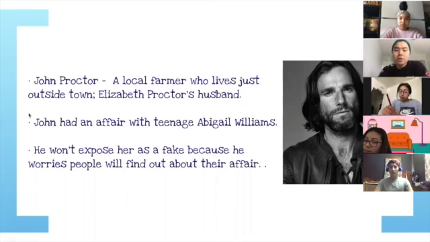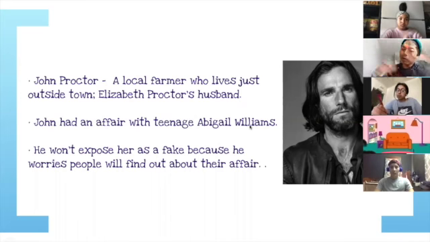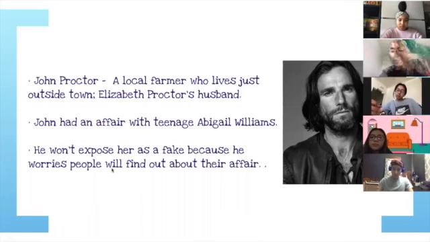So this is a key thing, because he can easily expose Abigail and show that she's lying throughout the play, because she's going to be our antagonist. Antagonist means the person that we're going against, right? So John is a protagonist, the main character of the story. He won't expose Abigail because he feels that if he does that, people will find out about the affair.